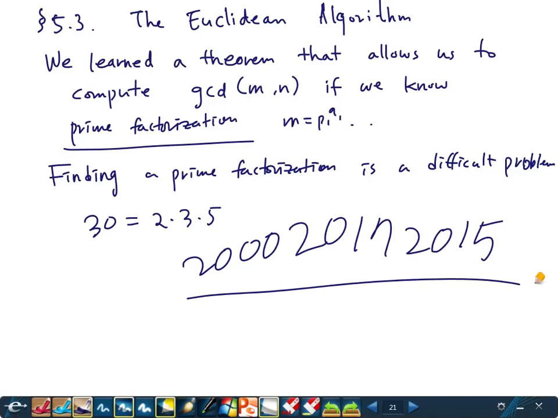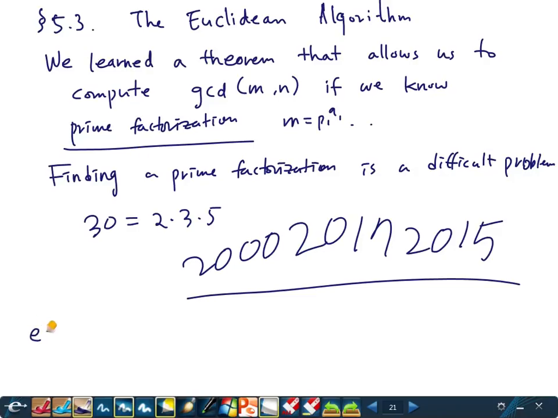So you have two numbers. If you want to use that theorem, you have to find the prime factorization of this, and the prime factorization of this. They are very difficult. It will take a lot of time for computers to do this. But fortunately, there is a better way to do this. We don't need prime factorization. The Euclidean algorithm is like that.